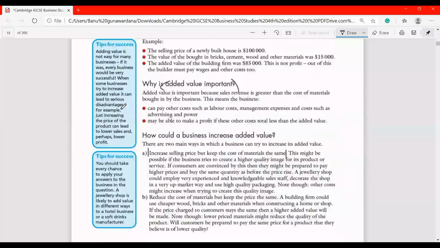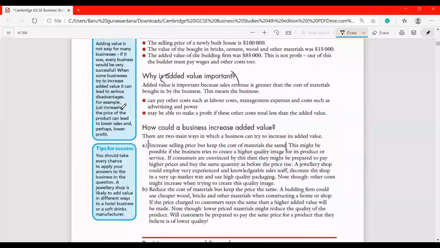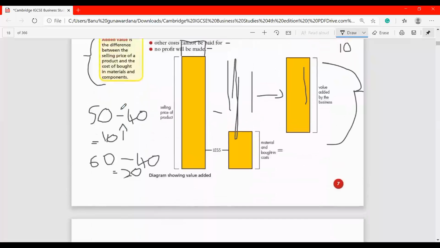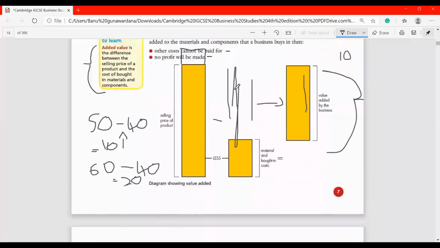So the next way that we can increase the added value is by reducing the cost of the bought-in materials. If you want to increase this gap, either you can increase the selling price or you can minimize the cost of the bought-in materials. Let's say this milk carton is being sold at $50, and previously the cost was $40.